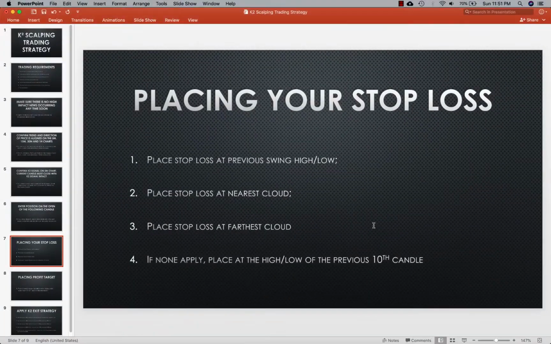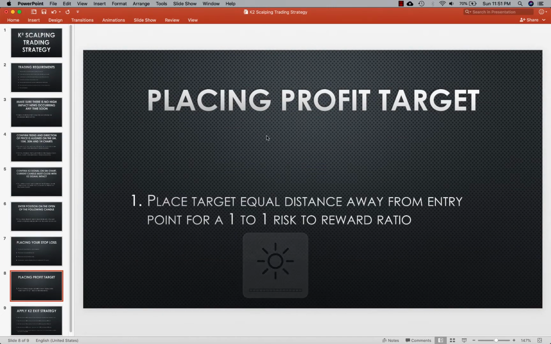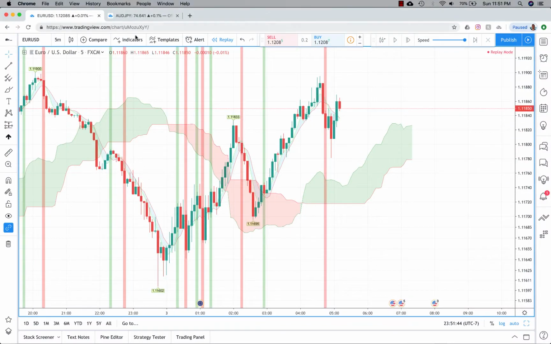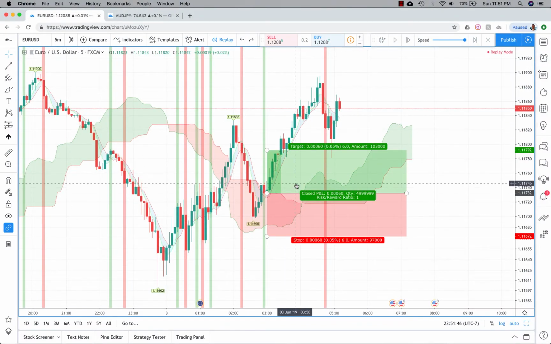Alright, so let's go back to the slides. After you place your stop loss, you'll place your profit target an equal distance away. I showed you that there. Let me see if I can pull that back up. Yeah, so if you use this same setup, you'd have your stop loss 6 pips away down here, and then you'd have your profit target 6 pips away in this direction. So if you did that, it would have been a 1-to-1 risk-reward ratio.